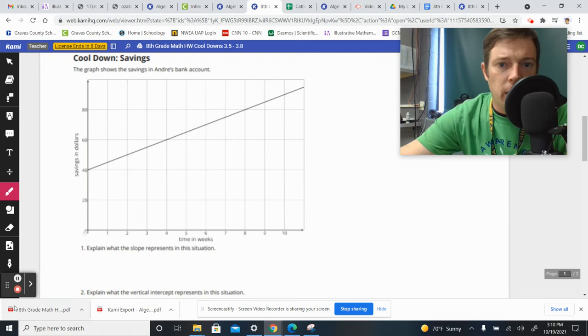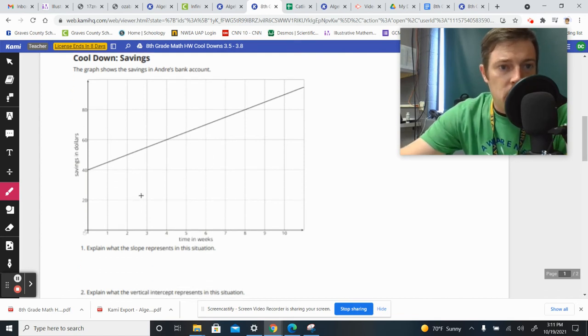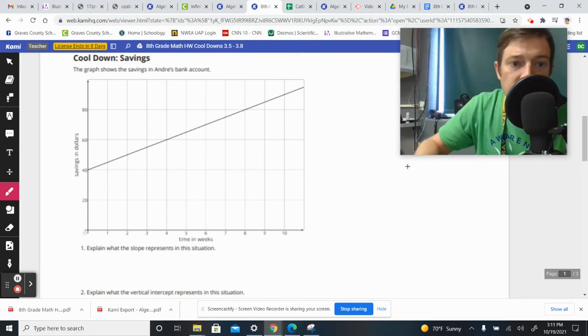We're looking at cool down for lesson 6, and we've been talking about y-intercepts or vertical intercepts, and that's what this graph kind of has you talk about. We're looking at Andre's savings account, and this shows over the weeks how much money he has in there, and we have to explain what the slope represents and what the vertical intercept represents. So let's start off with finding the slope by picking a couple of intersections.